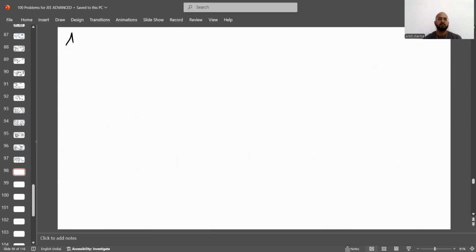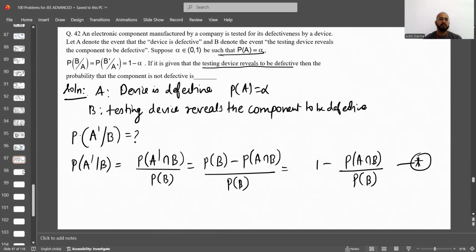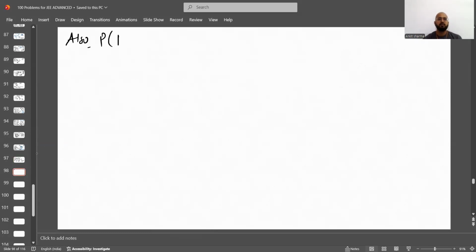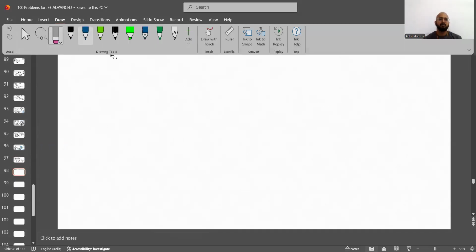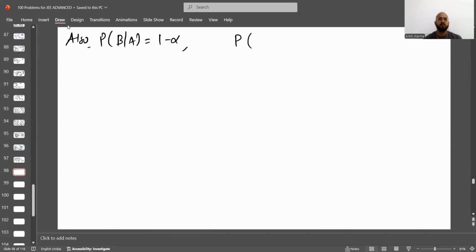Also, we are given that P of B given A is 1 minus alpha, and P of B complement over A complement is given to be again 1 minus alpha. So we can open this thing. Let's find P of B given A.